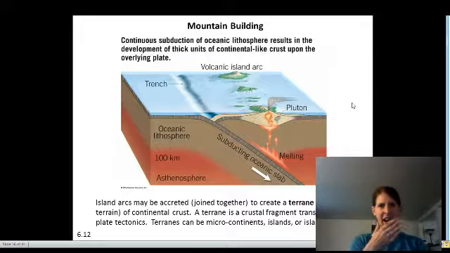Island arcs can be joined together to create a terrane, not the same as terrain, T-E-R-R-A-I-N, which is land in general, but can create a terrane of continental crust. This is a fragment that is transported by plate tectonics. It moves with the plate, and they can be microcontinents, islands, or island arcs.